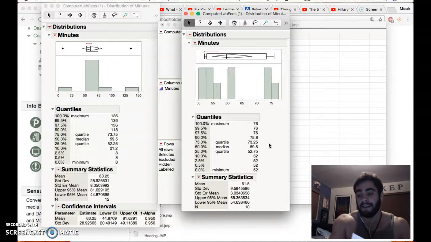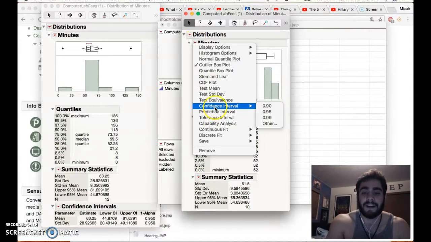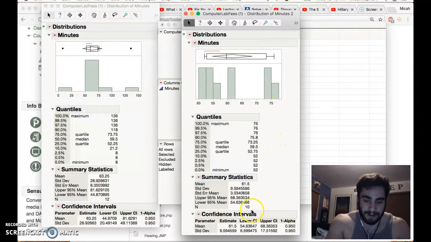To find the 95% confidence interval without those two outliers, you simply do the same thing. Go to the hotspot in minutes, go to the confidence interval, go to that 95, and you're going to end up with this right here. Again, we're looking in the mean row, and we're looking at these two numbers right here. It's going to be 54.63 to 68.36, and that is going to be your confidence interval without your outliers. And so these two answer the first two questions asked in part B.